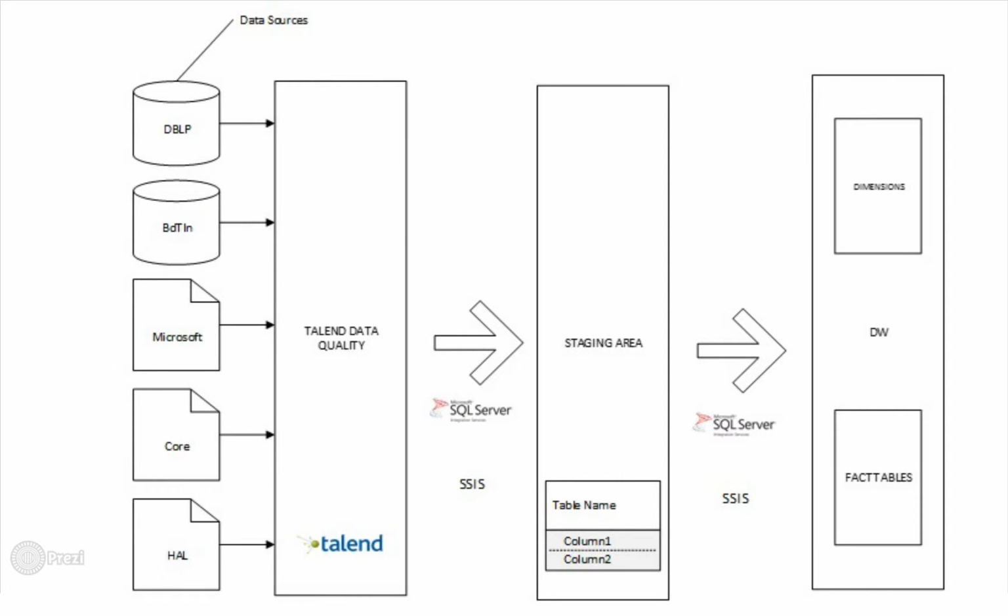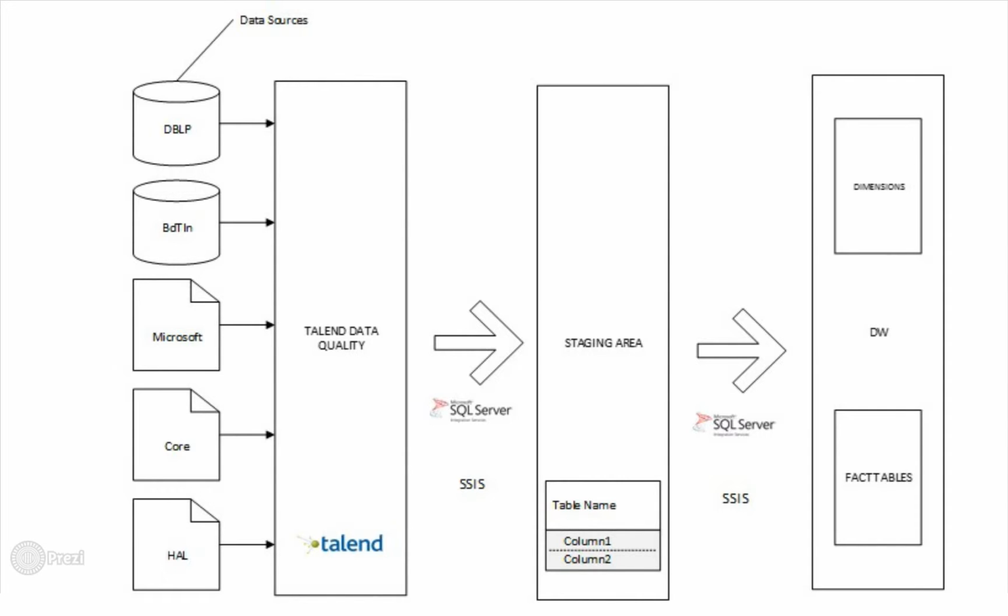So before we start with the data quality process, we want to show an overview of the architecture used for the data warehouse creation. So first of all, we have 5 different data sources. Two of them, which are the DBLP and BDTLN data sources, are MySQL databases, and we also have the Microsoft Academic Graph, the CORE and HAL data sources, which are flat files.